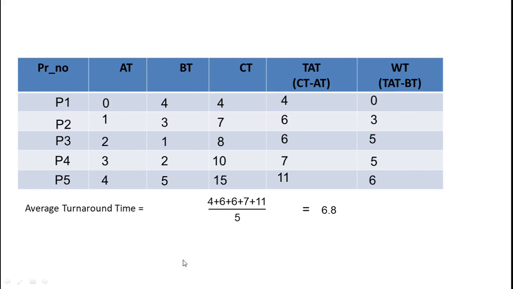Next, for the average waiting time, we will make a summation of all 5 digits of waiting time and divide it by the total number of processes, and that is 5. If we solve this equation, then we will get 3.8 millisecond. So as per the question, our answer of average turnaround time is 6.8 millisecond, and the answer of average waiting time will be 3.8 millisecond.